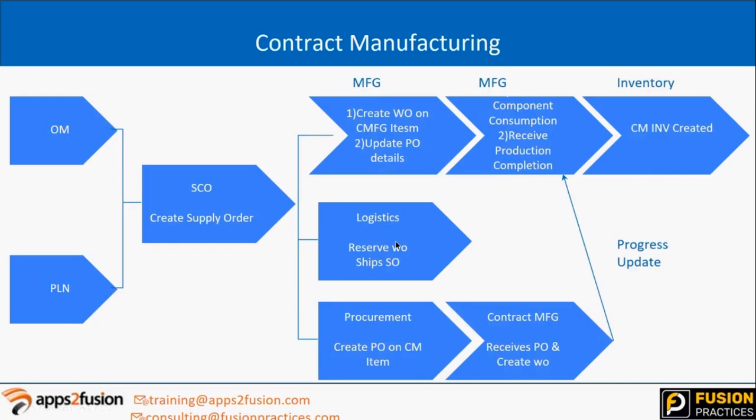So these are the different pieces where you create a purchase order, send it to your contract manufacturer, and based on that purchase order the contract manufacturer begins his manufacturing, and you can get all real-time updates from that contract manufacturer and complete the processing.